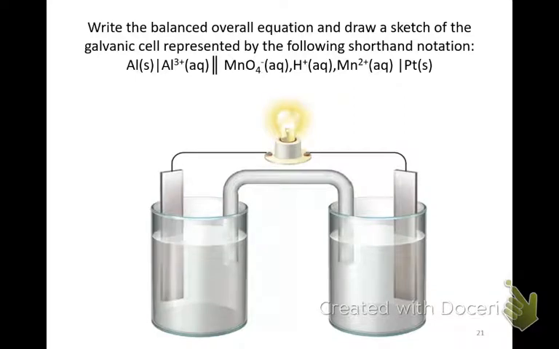Okay, so let's go the other way. Can we draw a cell based on a shorthand? Okay, so we said that the anode is always on the left side. And so that means that our electrode is going to be made out of aluminum, and that is going to be producing aluminum ions in solution. Okay, so there's our cathode compartment. In our anode compartment, we have permanganate becoming manganese 2+, and that's going to be in the presence of acid, so there's going to be some H+ in that solution.